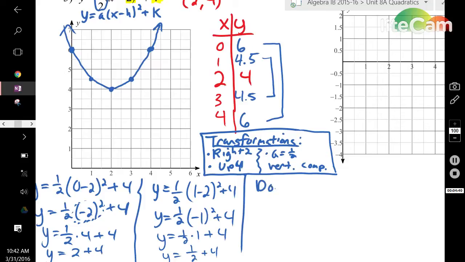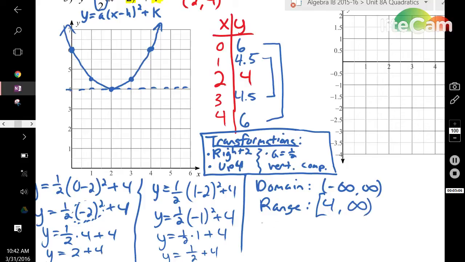Domain, range, and zeros. Domain. It goes left and right forever, negative infinity to positive infinity. Your range, lowest and highest point. Lowest point here actually bottoms out on the graph at 4. And this continues to move upwards forever, both sides of the parabola. So it's going to go on to positive infinity.